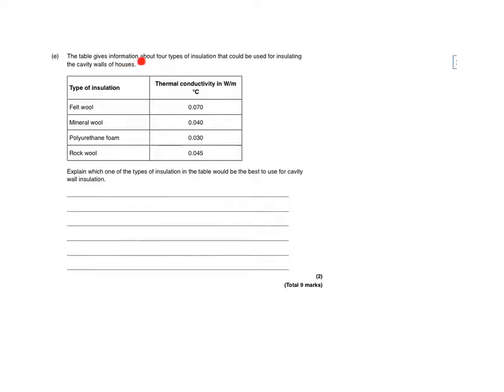The table gives information about 4 types of insulation that could be used for insulating the cavity walls of houses: felt wool, mineral wool, polyurethane foam, rock wool. Thermal conductivity in watts per metre degree Celsius. Explain which one of the types of insulation in the table would be the best to use for cavity wall insulation.